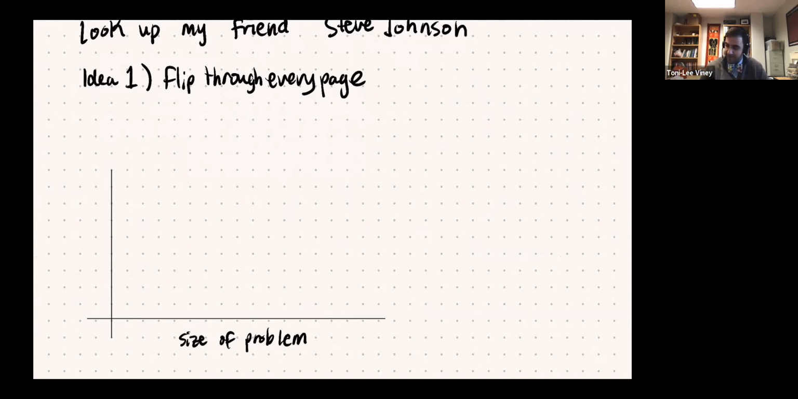So if the x-axis is the size and the y-axis is time to solve, the example that I just described is going to look exactly like this, right? So it's going to be this nice linear line. If there's 1,000 pages, he's on the 1,000th page, it's going to take 1,000 operations to solve. So n. This is our idea one.